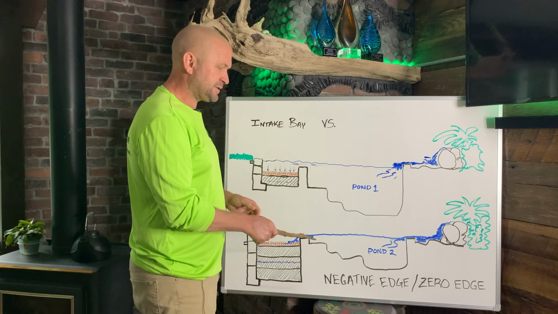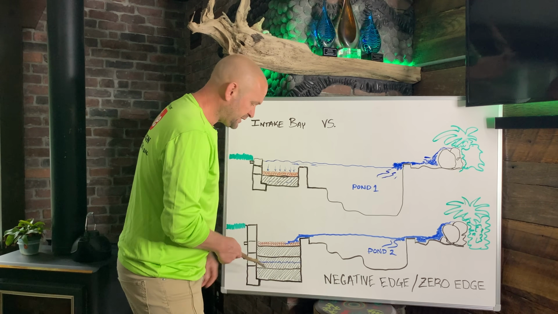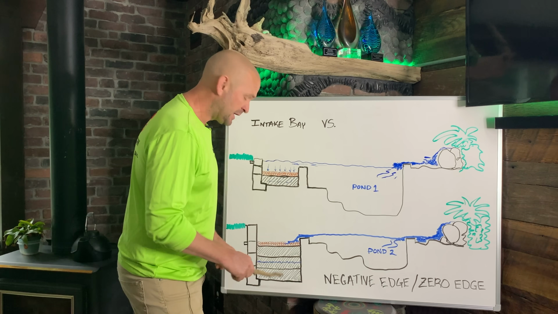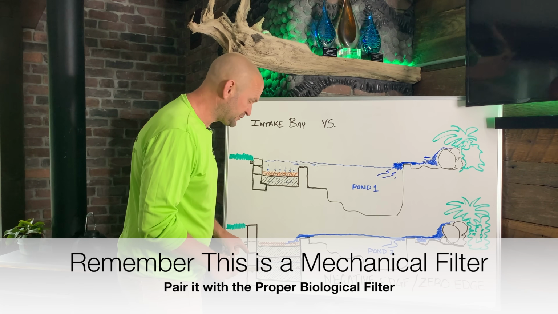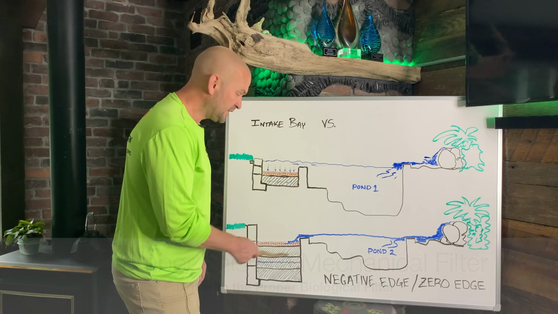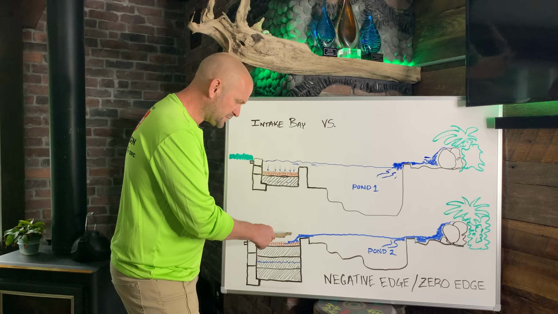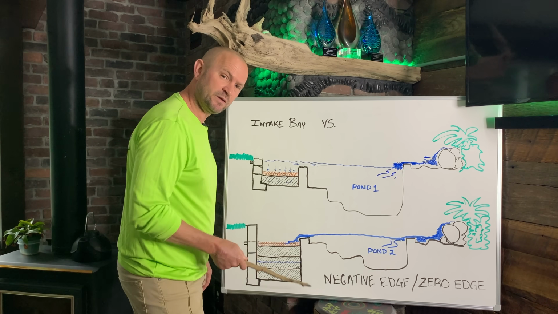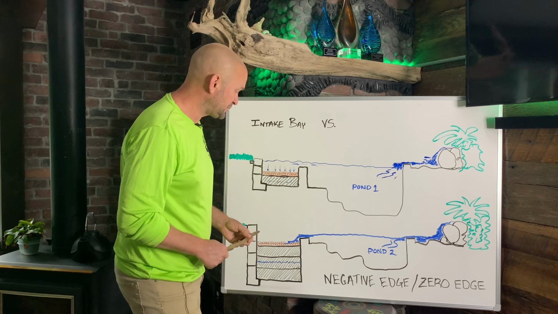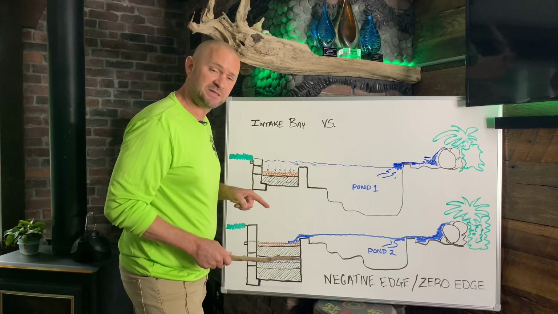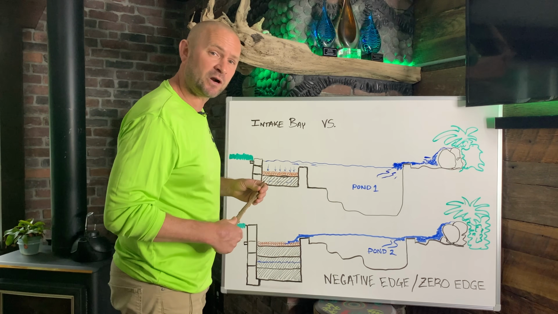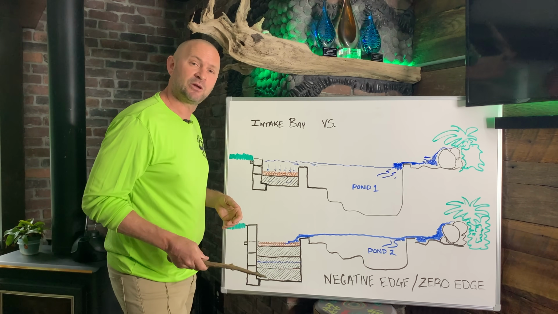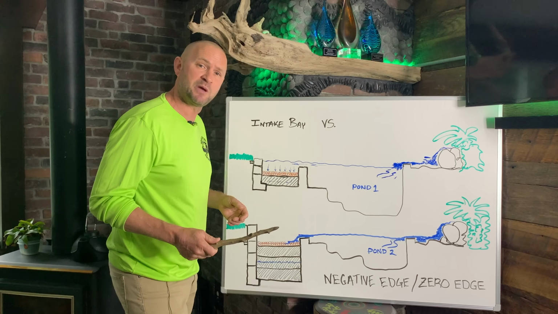Overall, the negative edge, installed properly, this negative edge zero edge system will give you the best water quality in your pond. But remember, this is technically not a biological filter. This is a mechanical filter. This cleans the debris out of your water as it passes through the gravel before it gets down into the pump. When paired with the correct size biological filter, either one of these advanced skimming systems will give you amazing water quality in your pond. The more beautiful they are and the easier they are to maintain, the more time you're going to spend enjoying them and the less time you're going to spend worrying about them.